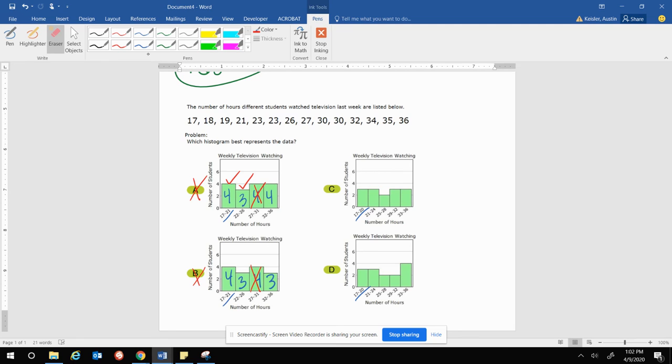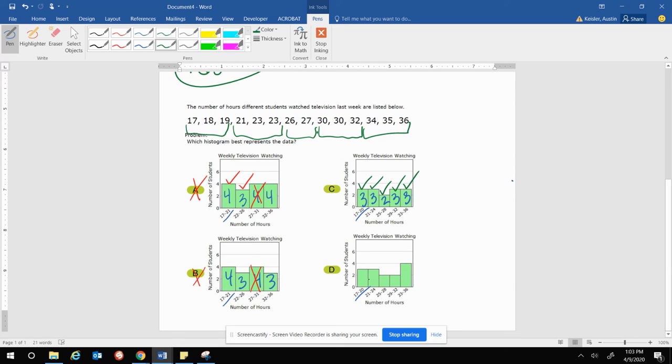Between 17 and 20, I should have 3, 21 and 24, 3, 25 and 28, 2, 29 and 32, 3, and 33 to 36, another 3. So there's my groups for C. If I go through this, I can see between 17 and 20, I have 3, so that works. Between 21 and 24, I have another 3, so that works. 25 and 28, I have 2, so it's another check. 29 and 32, I have 3, so that works. And then 33 to 36, there's another 3, so that one also works. That one works all the way across.